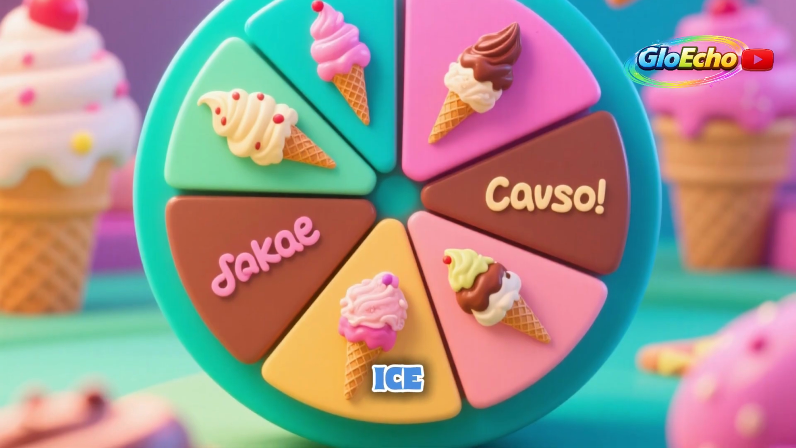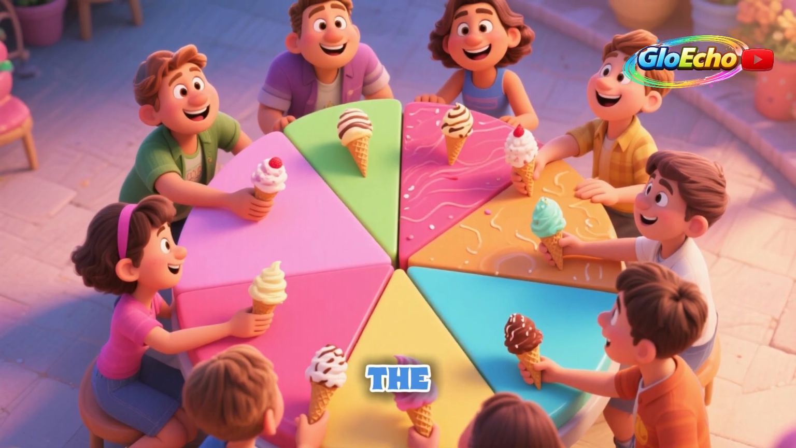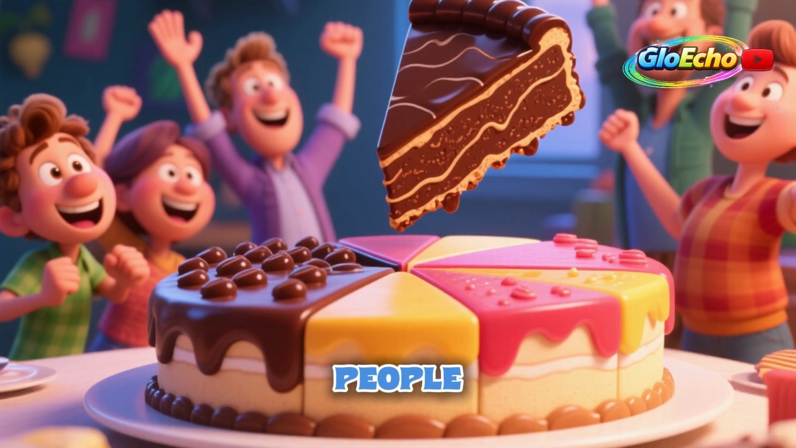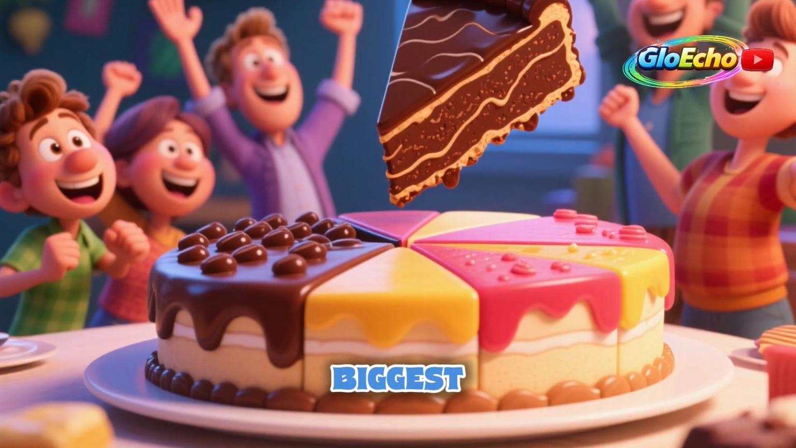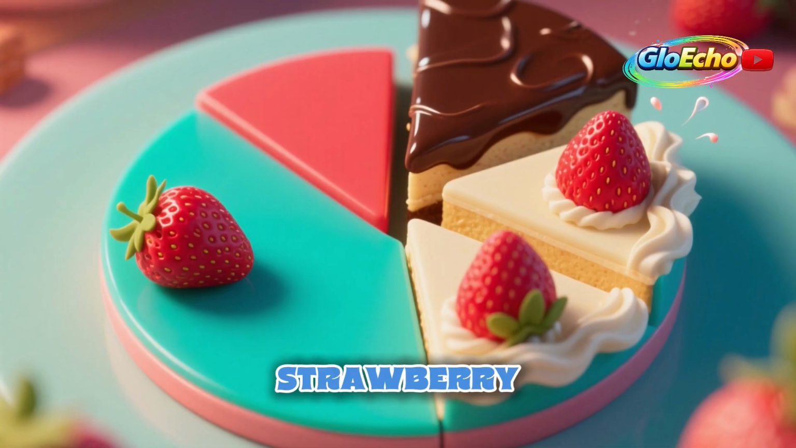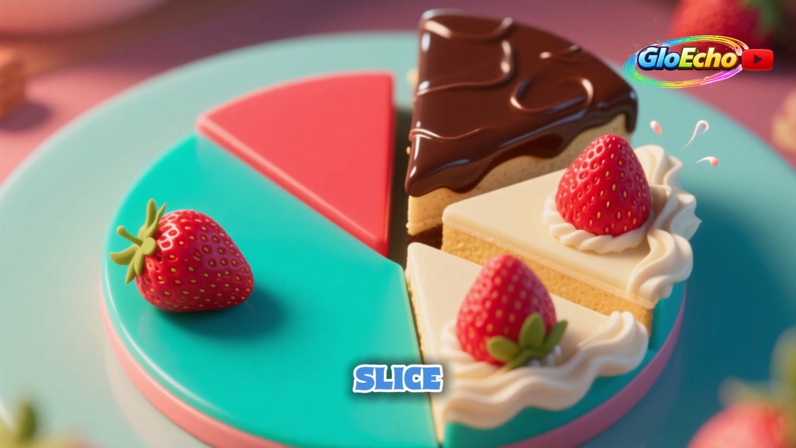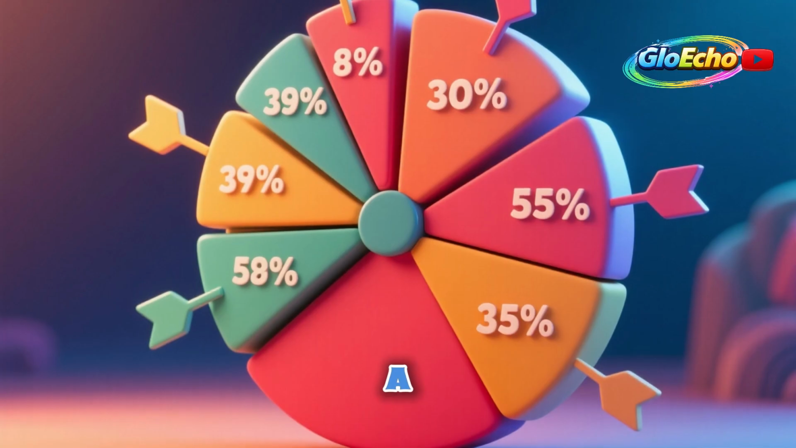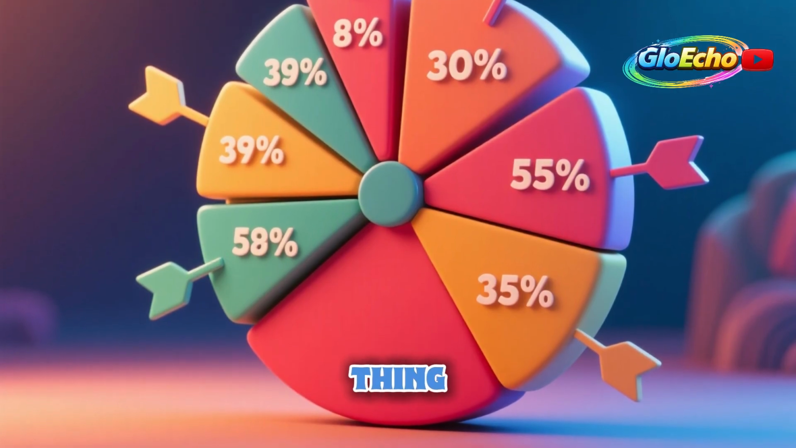Let's go back to our ice cream example. Imagine our whole group of friends is the entire pie. Since more people chose chocolate, the chocolate slice would be the biggest piece of the pie. The strawberry slice would be a little smaller, and the vanilla slice would be the smallest. A pie chart is perfect when you want to see how each part contributes to the whole thing.